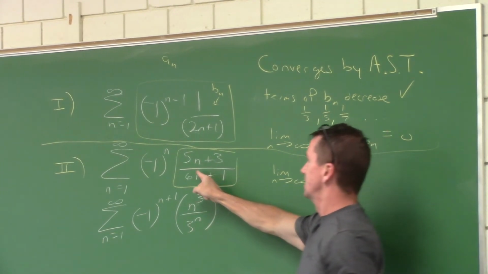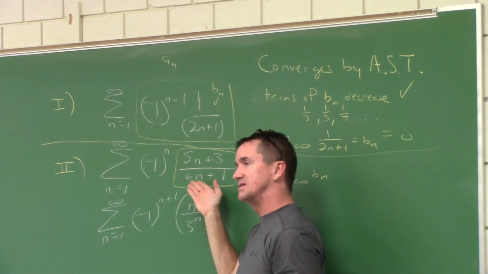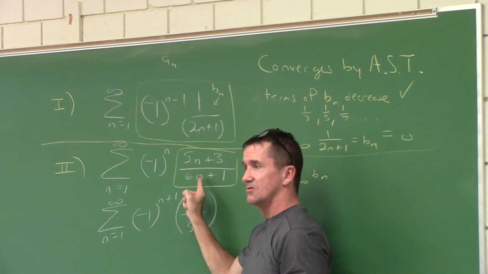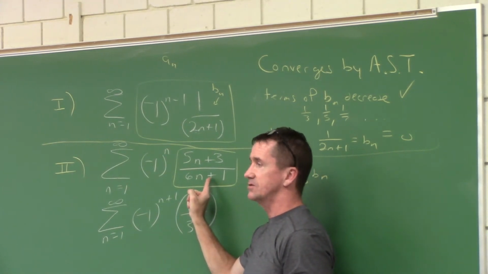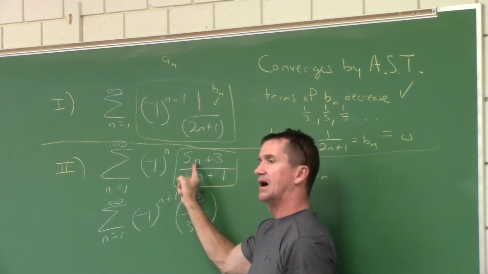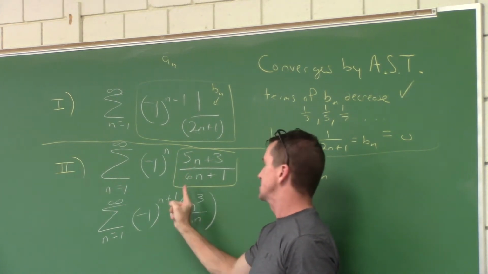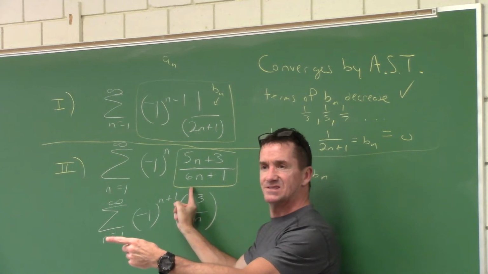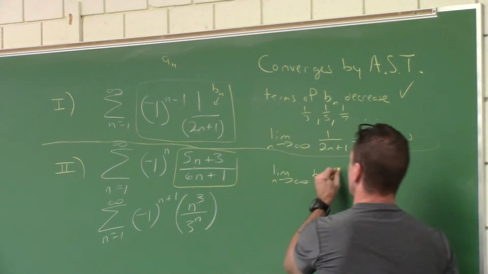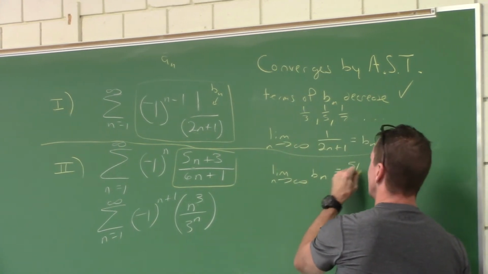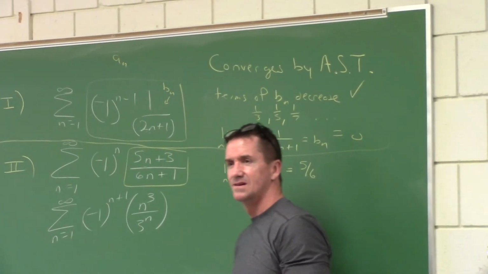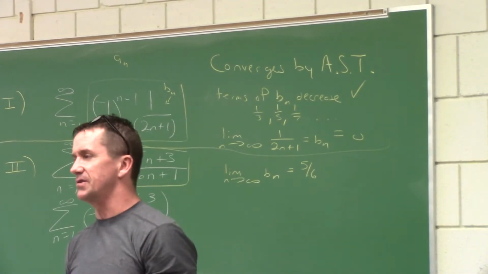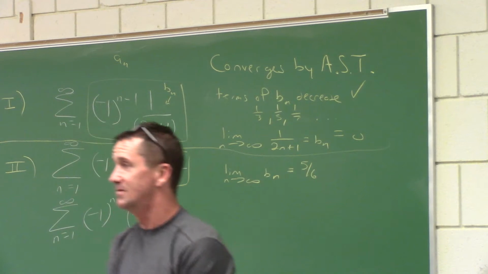You can think of the horizontal asymptote of that rational expression there, or you can do L'Hopital's rule. What would be the derivative of the top? 5. What's the derivative of the bottom? 6. So what's the limit? Is it 0? That's not 0, is it? Right away, can we use the alternating series test? No, we just can't use it.